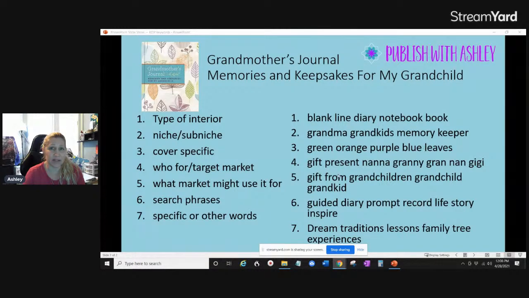This one I did have gift from grandchildren, grandchild, grandkid. Oh, sorry, this was number 5. What market might use this? So you may talk about who would use this. Gift from grandchildren. And yet again, this might be a search term people are using.